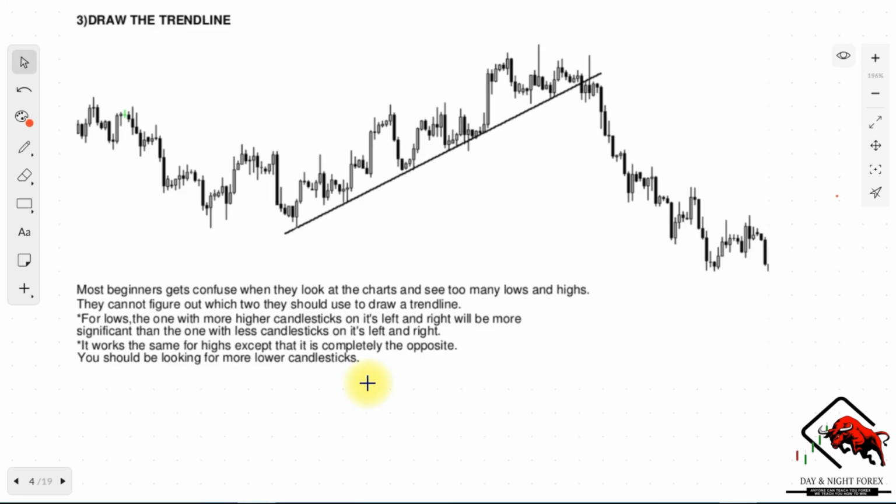Okay, so some of the most important things to note is that most beginners get confused when they look at the charts and see way too many lows and highs. They cannot figure out which two they should use to draw a trend line. So here is how to figure it out.